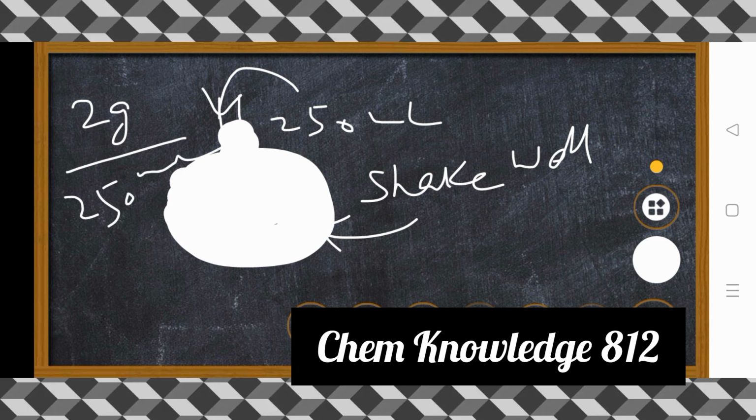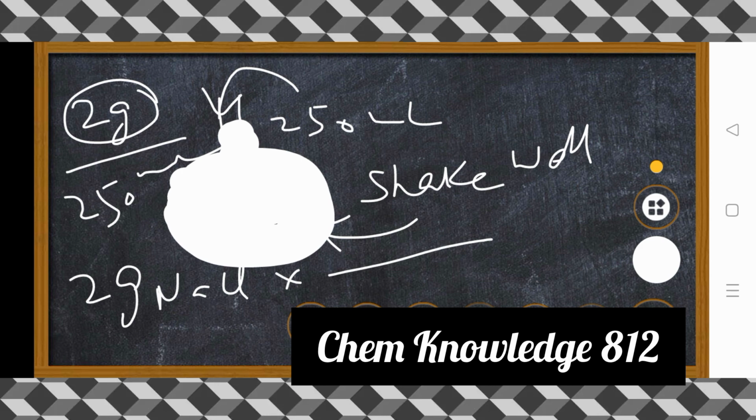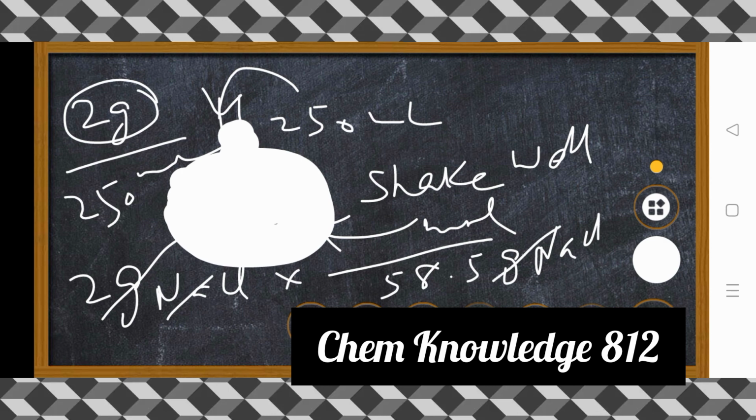Now how will we determine its molarity? I can say which molar solution is formed in this case. First we will convert this 2 gram into moles, because we know that the formula weight of sodium chloride is 58.5 gram per mole. So the unit of gram of sodium chloride is the same, so we can cancel this one.